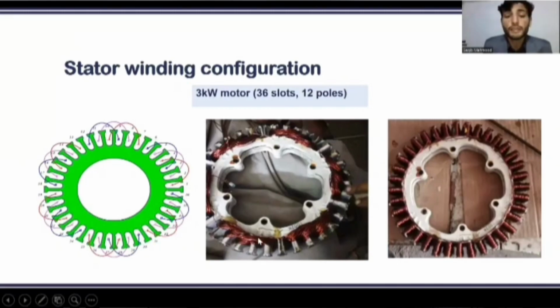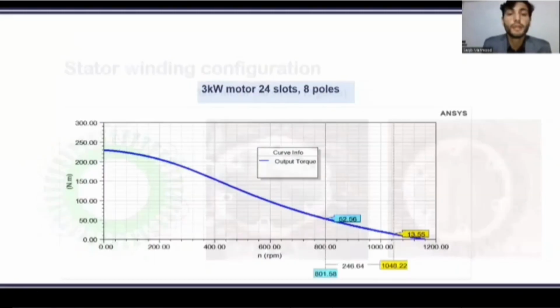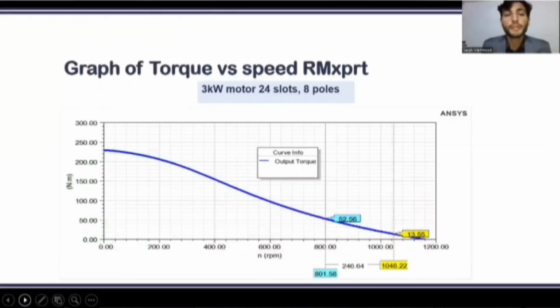And for the hardware design, we did both distributed and concentrated winding arrangement, to check the output parameters of the motor. So these were the stator winding configurations given by the ANSYS Maxwell software. And now coming toward the results of the RMxprt library.